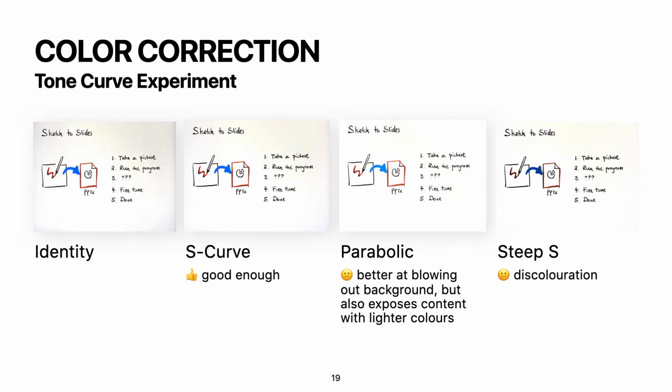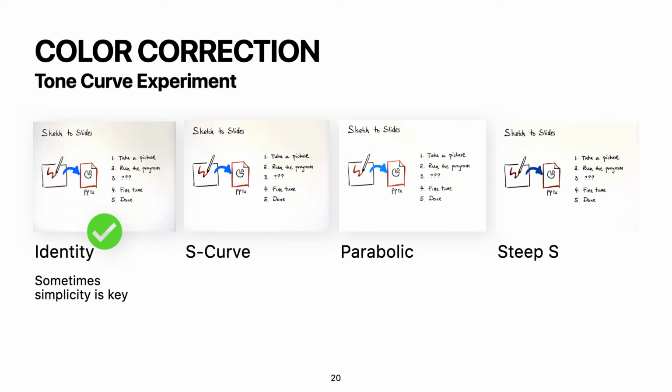Here are the results. Turns out S-curve is pretty good. Parabolic is pretty good also, but it kind of kills a lot of detail, especially if they're drawn or written in lighter colors. Steep S unfortunately has this discoloration in document content, but the background looks better. In the end, I decided to go with none of these, except for the identity, because these are quite expensive to calculate, and sometimes simplicity is key.